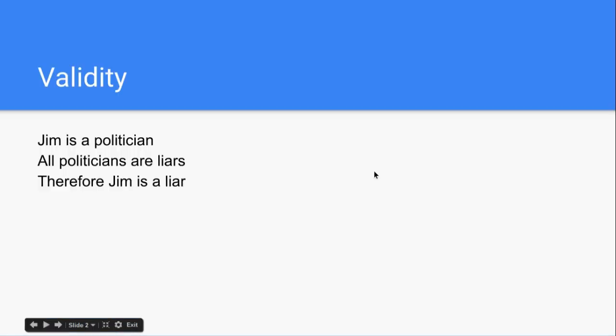Jim is a politician. All politicians are liars, therefore Jim is a liar. The first thing to note is that this is clearly a valid deductive argument. If the premises are true, then the conclusion has to be true. The truth of the premises absolutely guarantees the truth of the conclusion. So it couldn't be that Jim is a politician and politicians are liars, but Jim is not a liar. Now note why this is the case though.